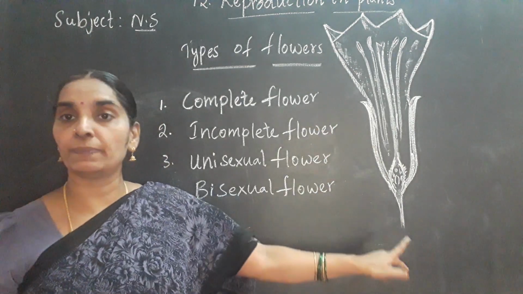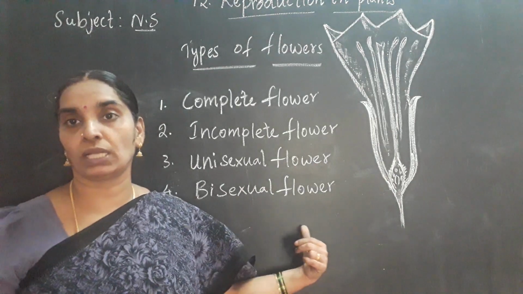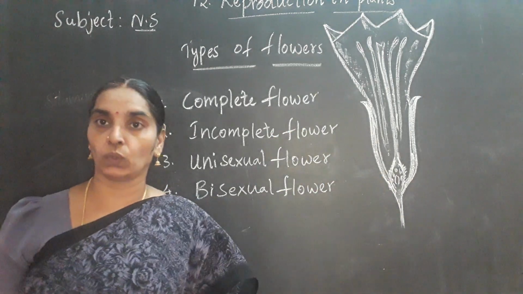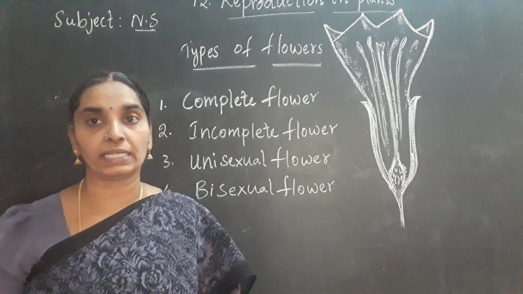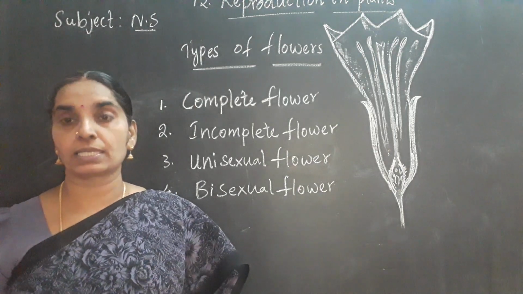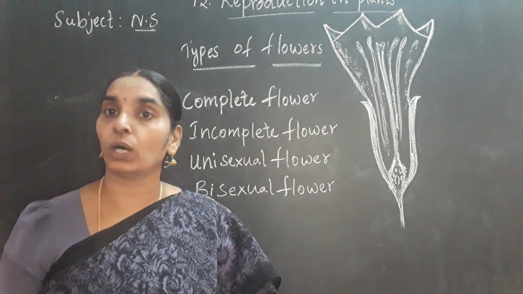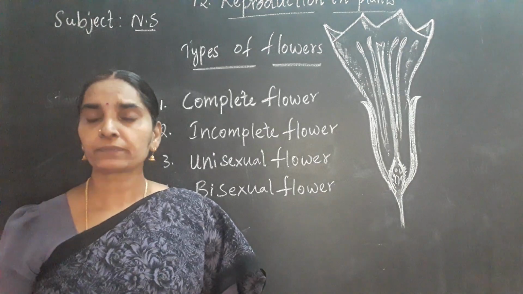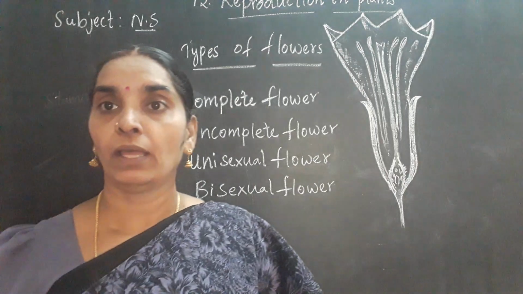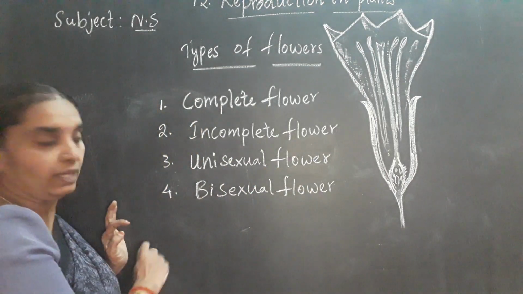Datura, hibiscus, Ipomoea are the best examples for bisexual flowers or complete flowers. They consist of all the four folds like calyx, corolla, androecium and gynoecium, so they are called as complete flowers. Almost all the complete flowers are bisexual flowers, where they contain both the male parts and female parts in them. Okay, children. So next, coming to the male flower and female flower.